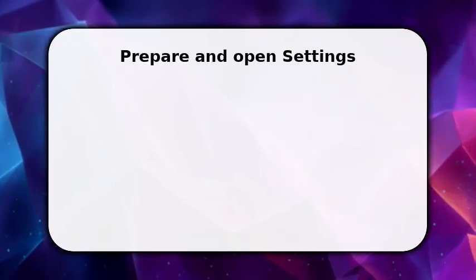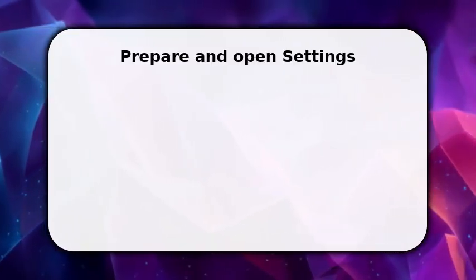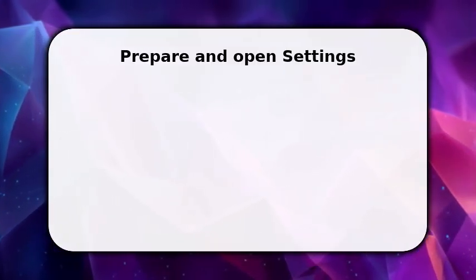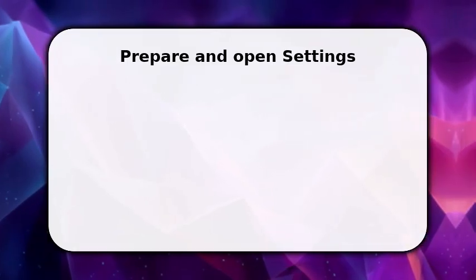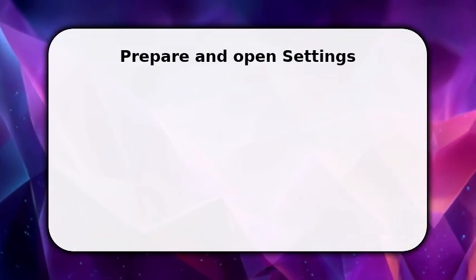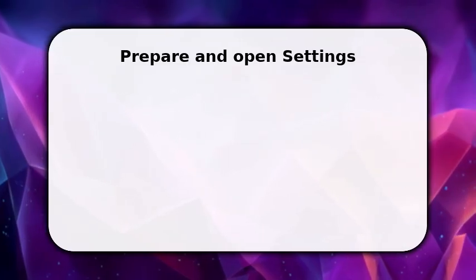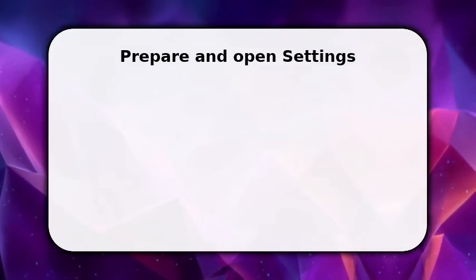You're starting now. Plug in or ensure the battery is above 10% so the change won't be interrupted. Open Settings directly, press Windows plus I or use the Start menu, then go to System and choose Power and Sleep or Battery on laptops.